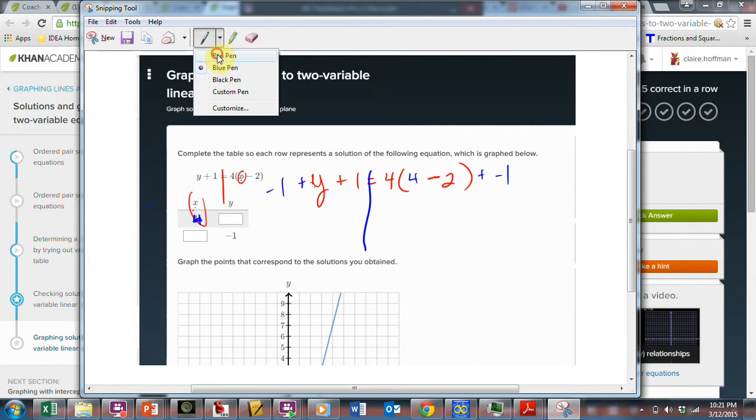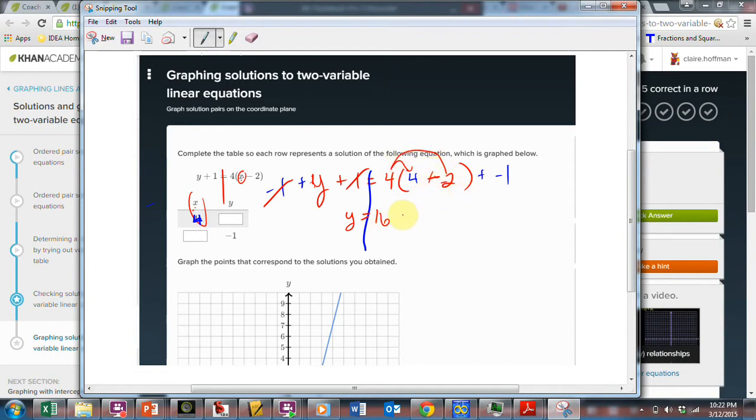And that will give me y equals 4 times 4, which is 16. 4 times -2, which is -8. Bring down my -1. -1 does not get multiplied by the 4 because -1 is not in these parentheses. 16 plus -8 is 8.